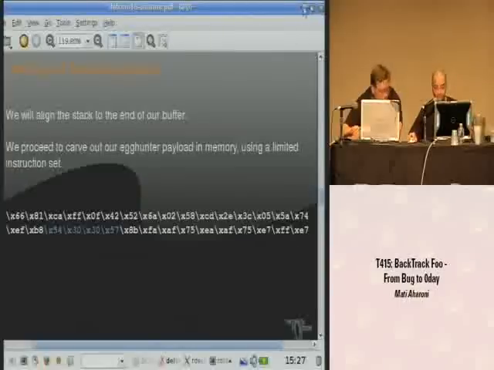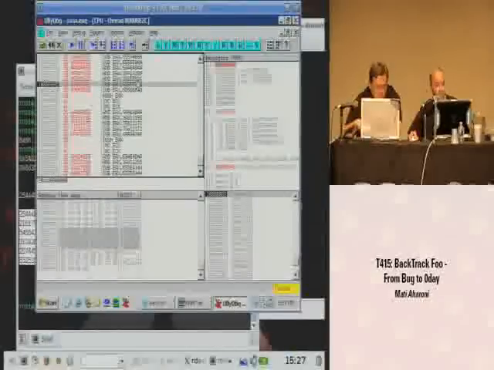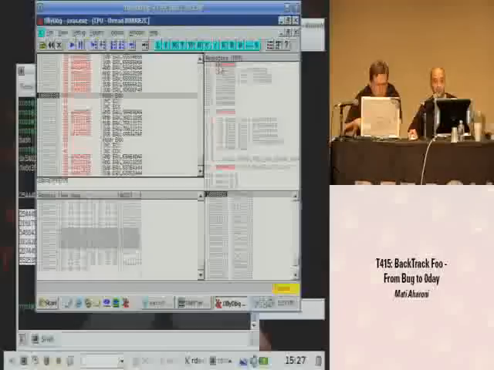So, E7FF, E775. We'll do some calculations. We'll work on EAX, subtract these 2 values, and look at the value that we have in EAX right now.